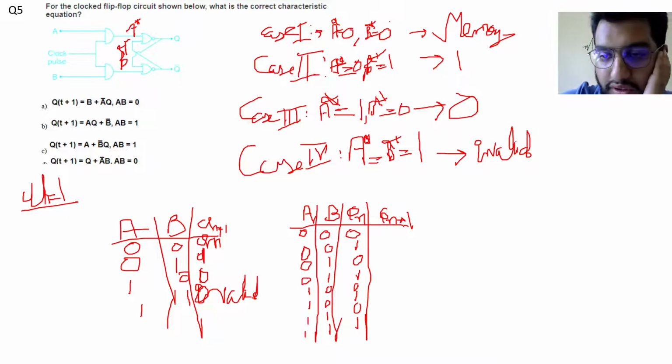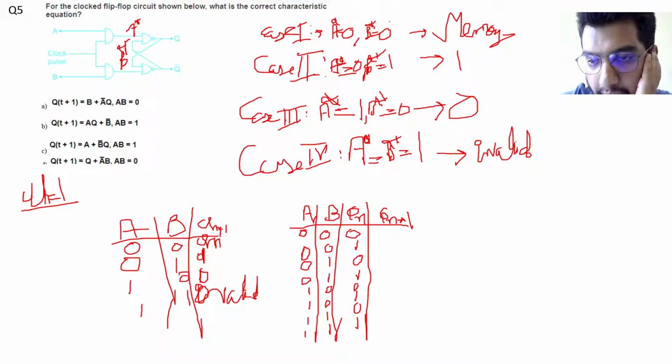So in the 0, 0 case we have memory. So Qn plus 1 will be equal to Qn. So here Qn is 0 and Qn is 1. For the 0, 1 case it will be 1, 1. For the 1, 0 case it will be 0, 0. For the 1, 1 case it will be don't care.